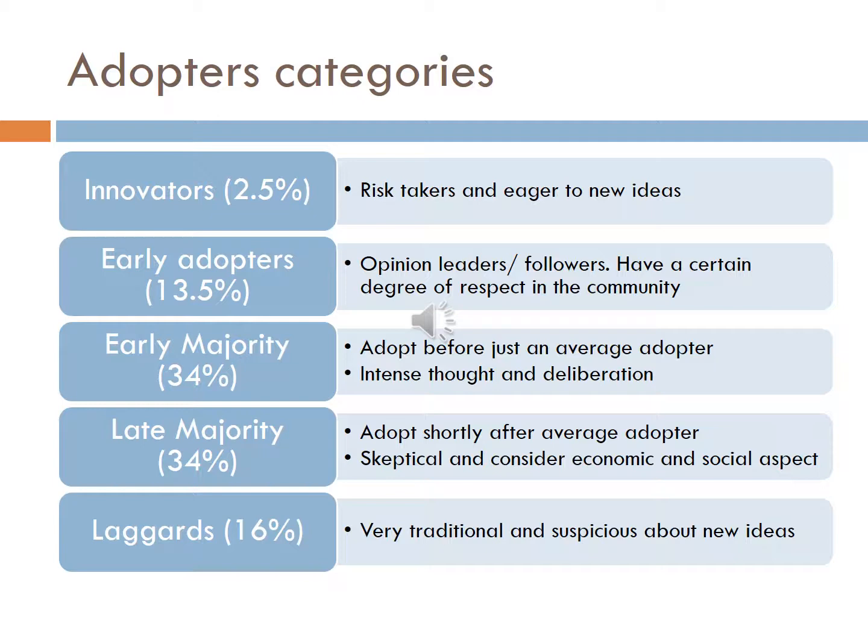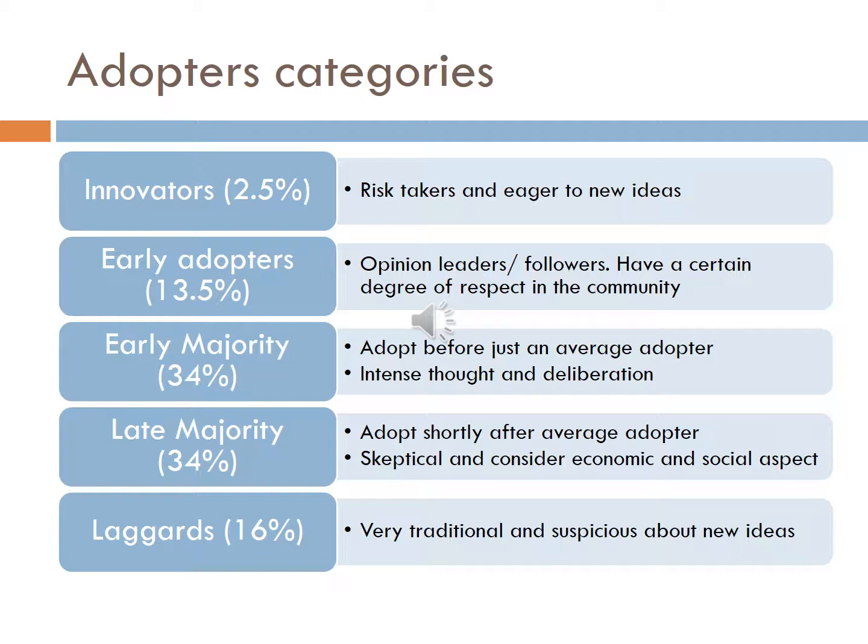So, if we divide the population of the farmers to 100%, we see that we have 2.5% of the population who could be risk takers and eager to try new ideas. So whenever there is a new agricultural invention, those people who are innovators would like to try these new things, and these would constitute 2.5% of the people. And then there are the early adopters, who are 13.5%, and these could be opinion leaders or followers and have a certain degree of respect in the community.